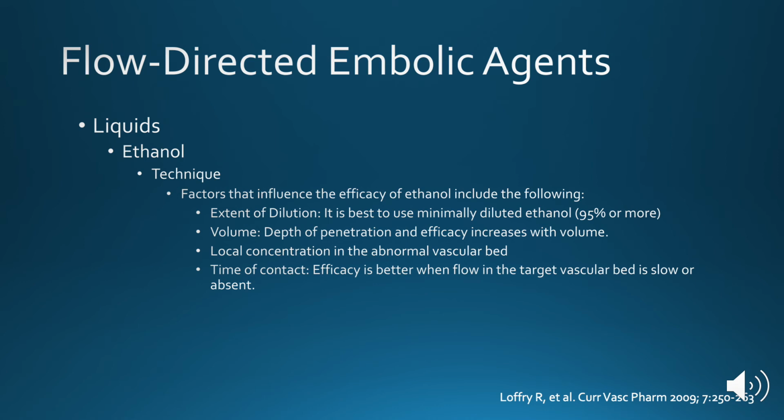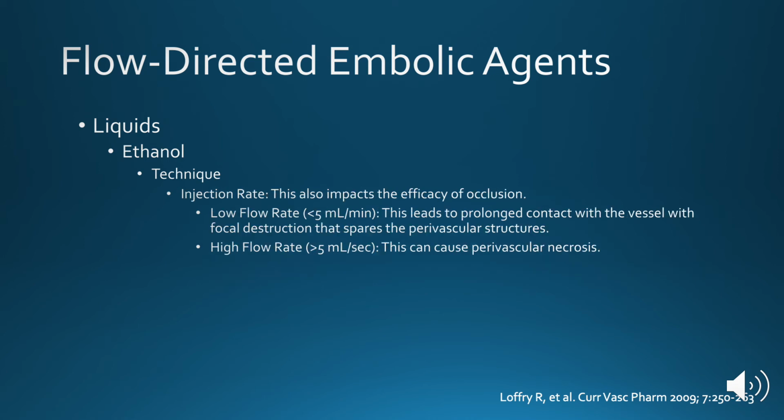The local concentration in the abnormal vascular bed will influence its efficacy, and the time of contact influences it as well. The efficacy is better when flow in the target vessel bed is slow or even absent. The injection rate also impacts the efficacy of occlusion. A low flow rate is defined as less than 5 cc's per minute. This leads to prolonged contact with the vessel with focal destruction that tends to spare the perivascular structures. A higher flow rate, greater than 5 milliliters per second, can cause perivascular necrosis.